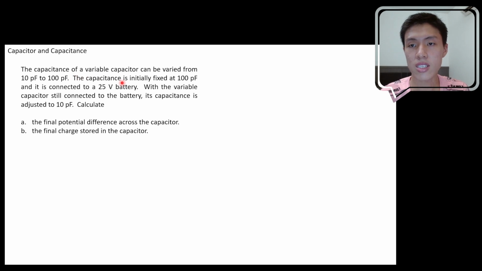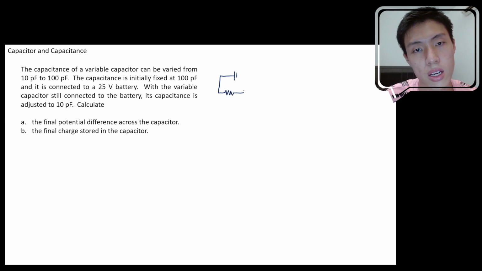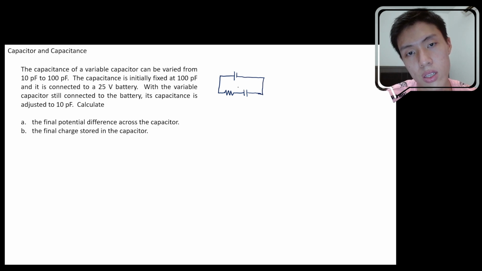The capacitance is initially fixed at 100 picofarad and it is connected to a 25 volt battery. So let's draw the situation. Most probably we have a 25 volt battery connected to, you need a resistor definitely. You cannot just connect it directly to a capacitor. So the capacitance is initially 100 picofarad. Let's sketch the situation. C initial is 100 picofarad, connected to a 25 volt battery. So this is the initial situation.